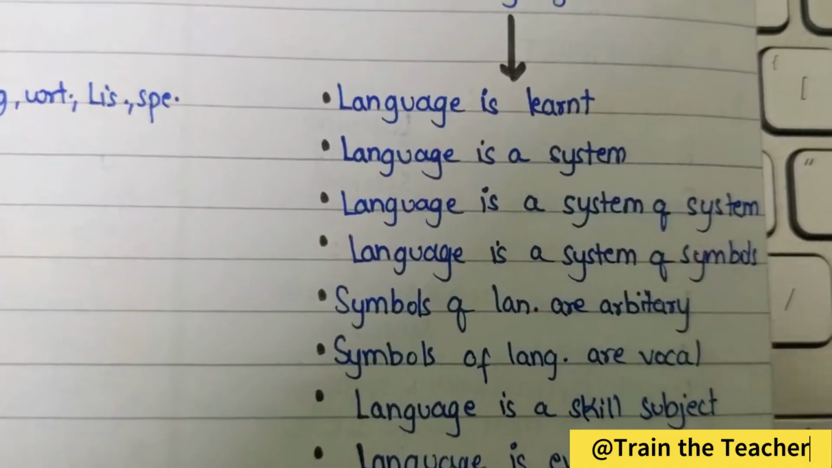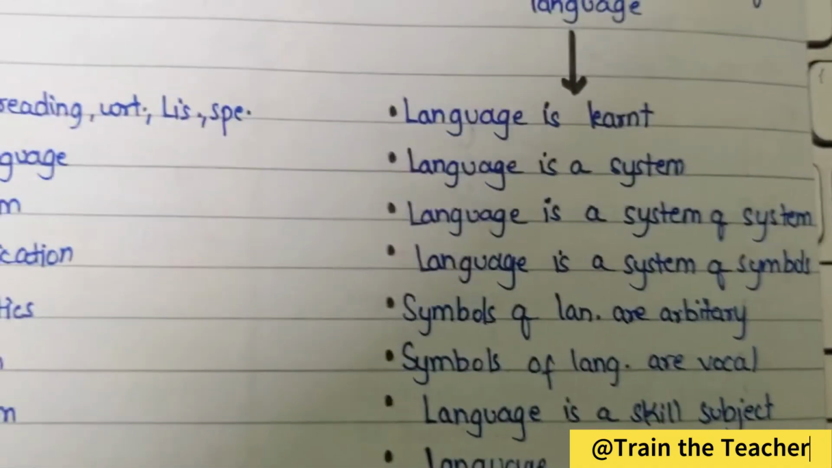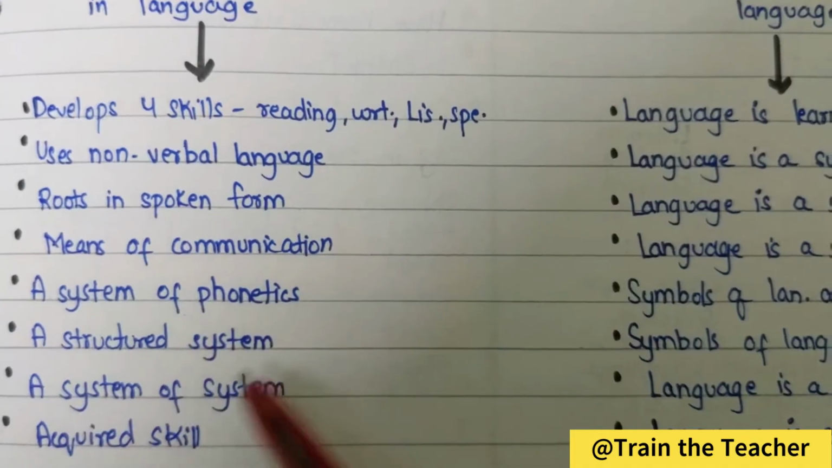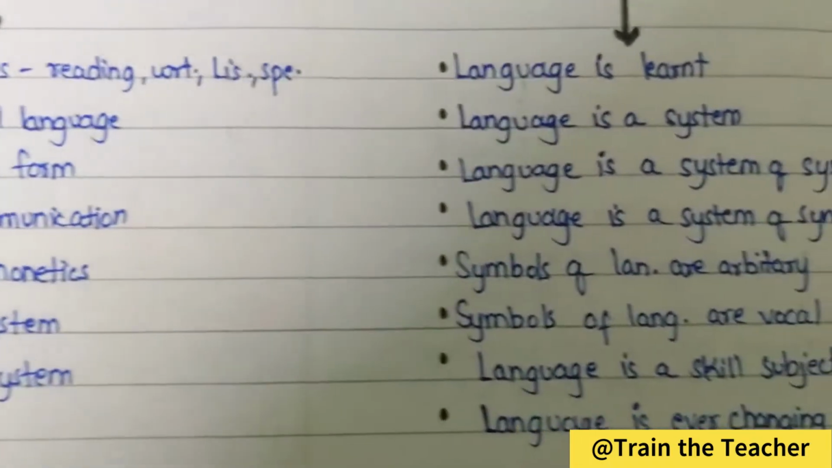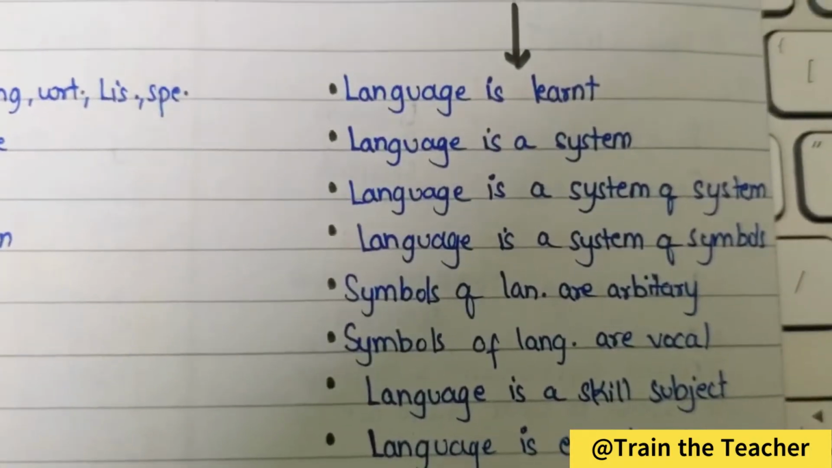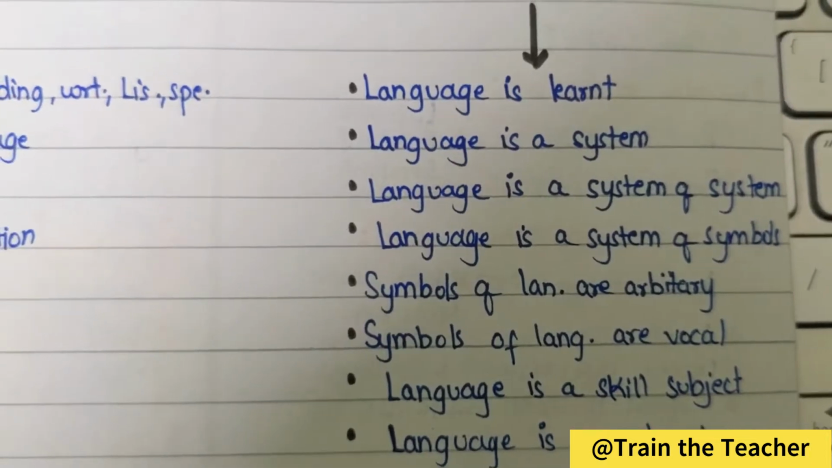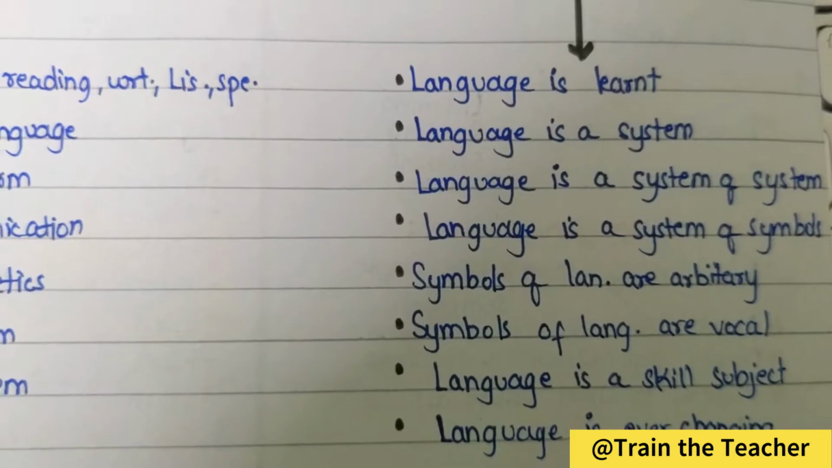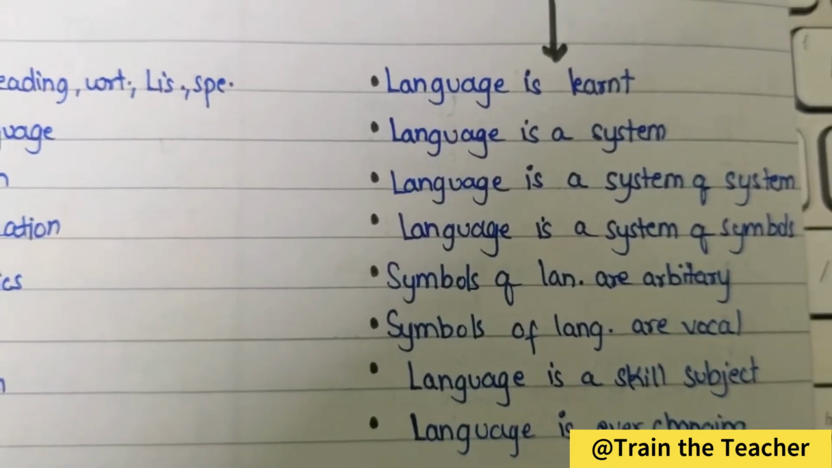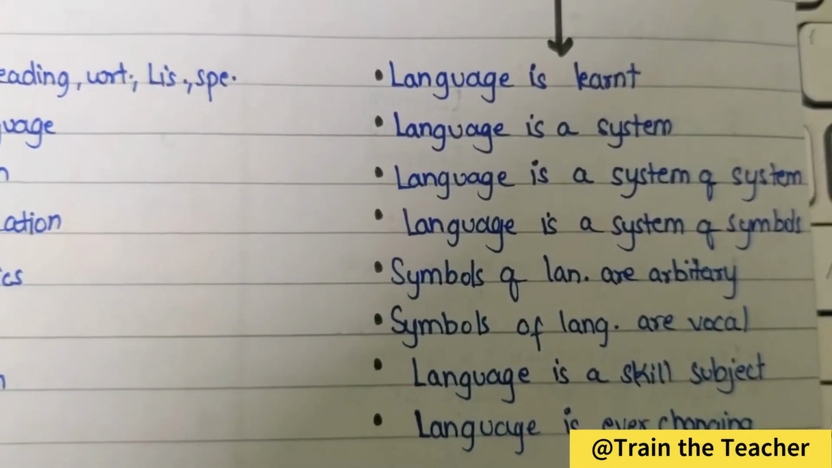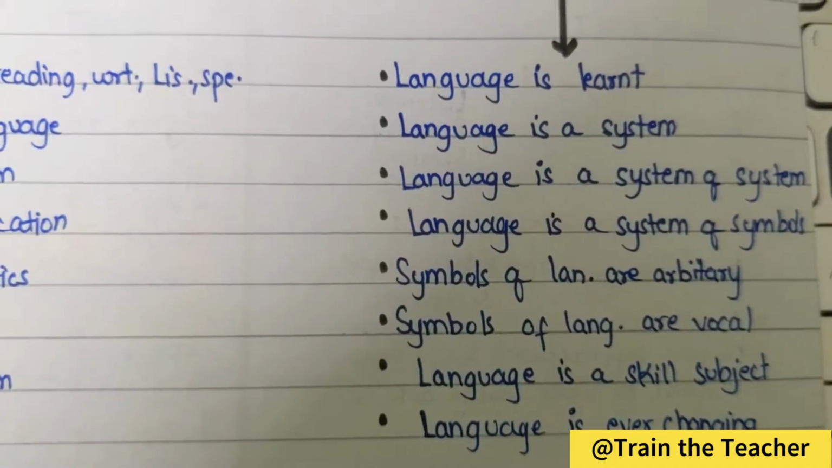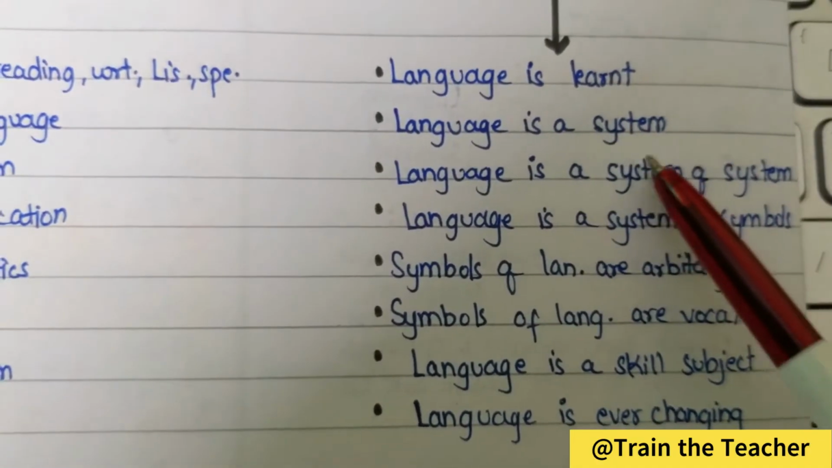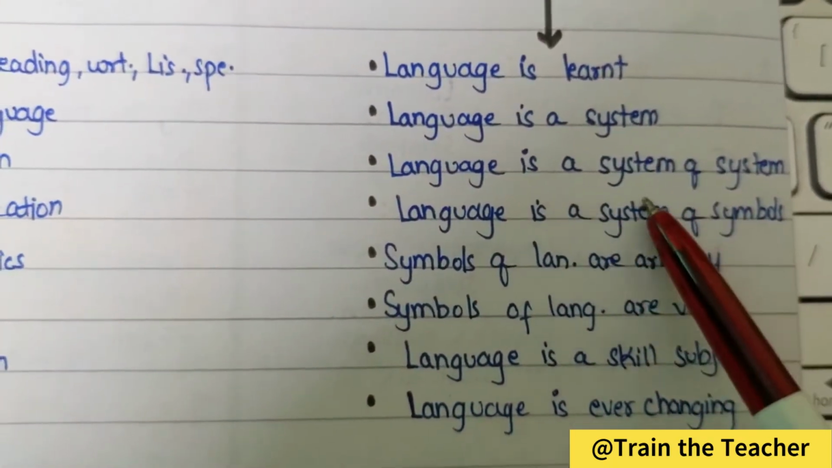Next we have language as a system. Obviously as shared here also, it is a system of phonetics, it is a system of systems. So language is a system, and no language can exist in the absence of proper system. Each language has its own unique system, like sounds, vocabulary, words and their meaning, structure, pronunciation, etc. So it is a system. Now language is a system of systems.